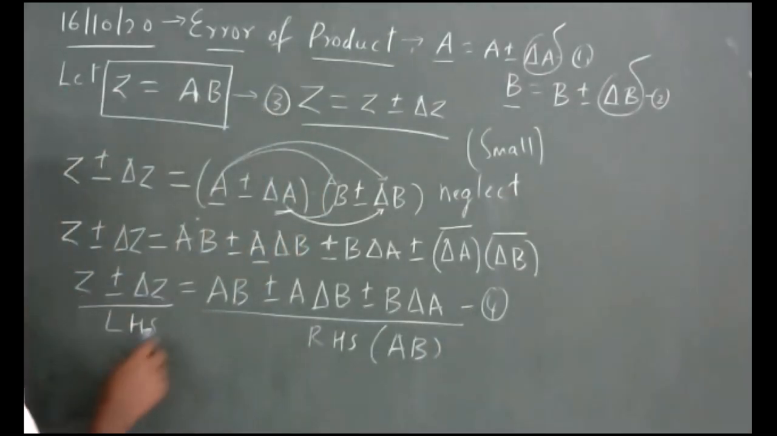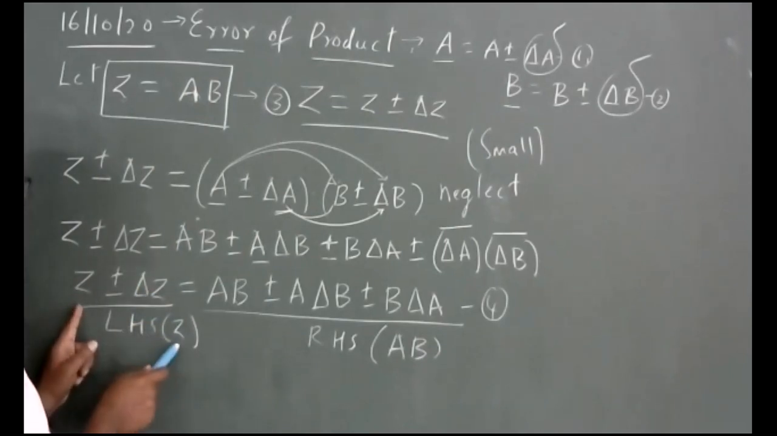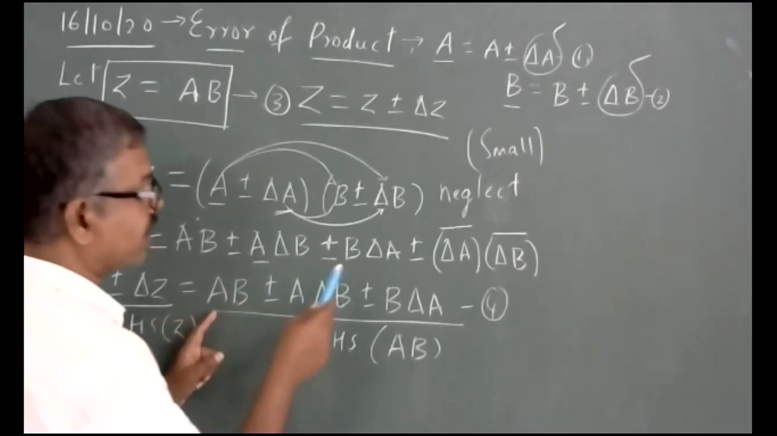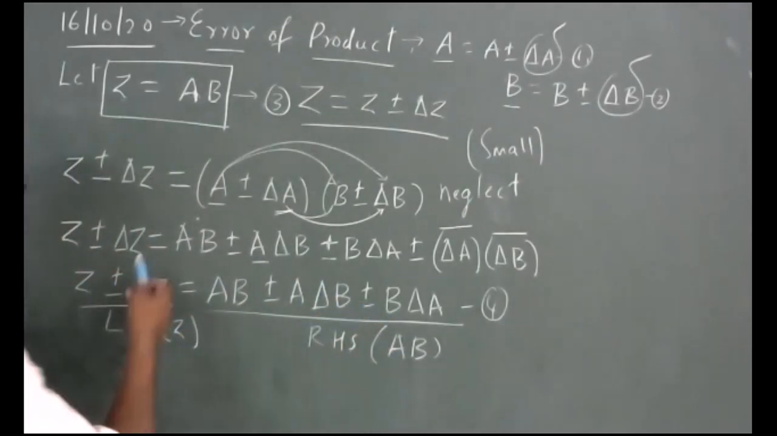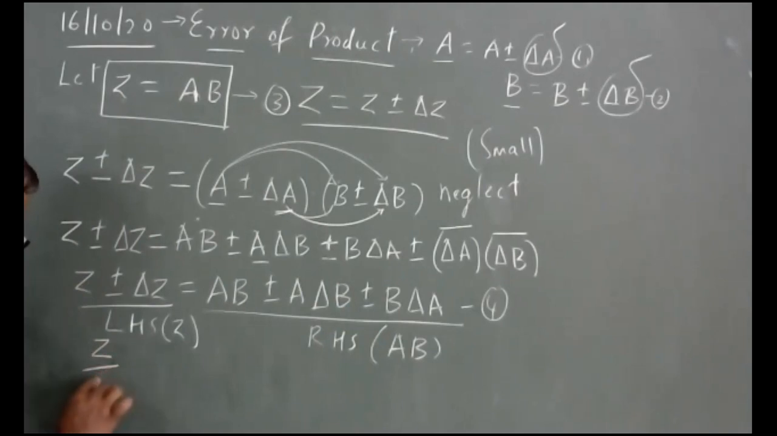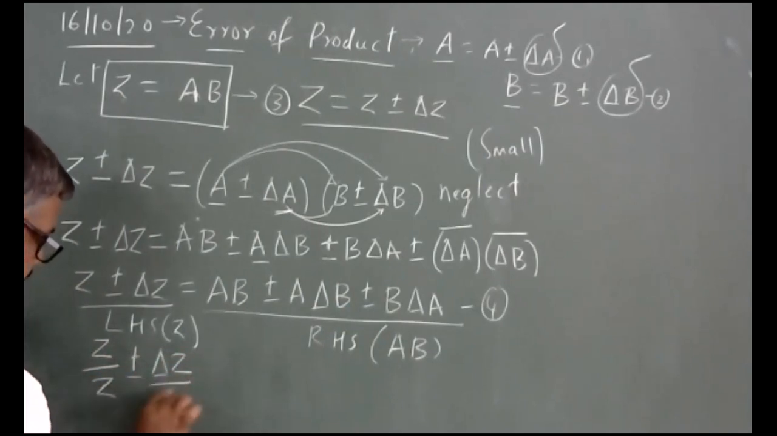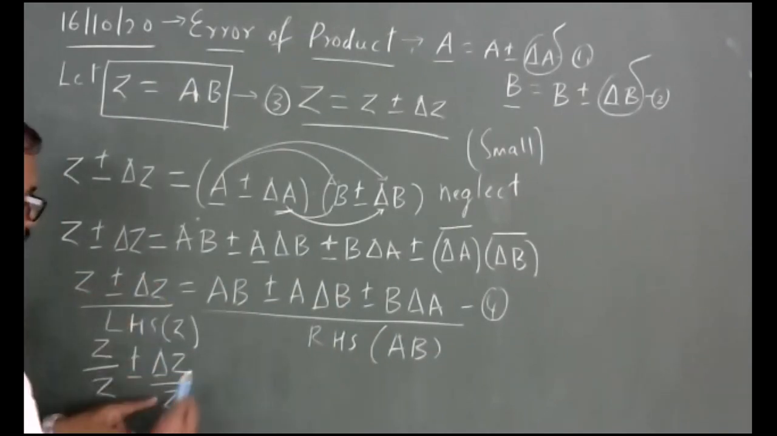So the left hand side is divided by Z. Divide equation 4 by Z on the left hand side, and divide the right hand side of the equation by AB. The simplification gives you, what is the next step? When I divide this left hand side by Z, it reduces to Z by Z. Let me write the equation: Z by Z plus or minus delta Z by Z. I hope you can appreciate. First part Z by Z, second part delta Z by Z.